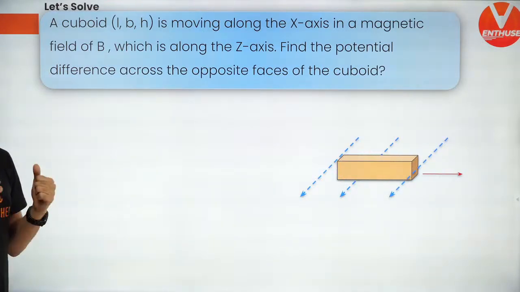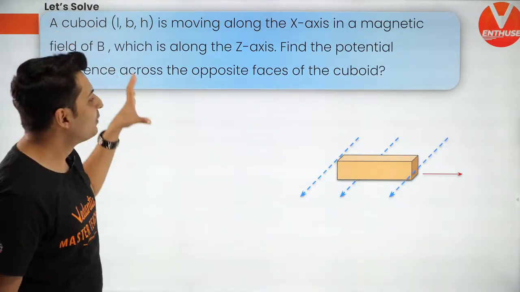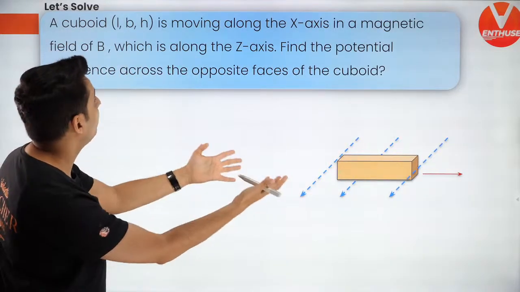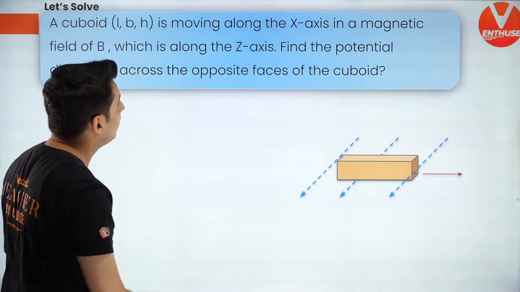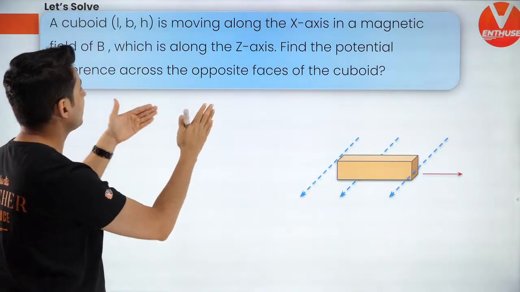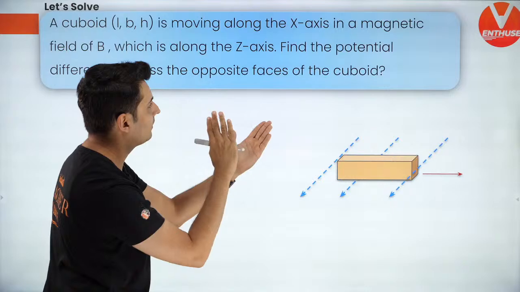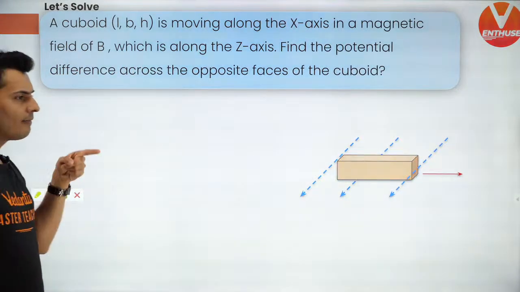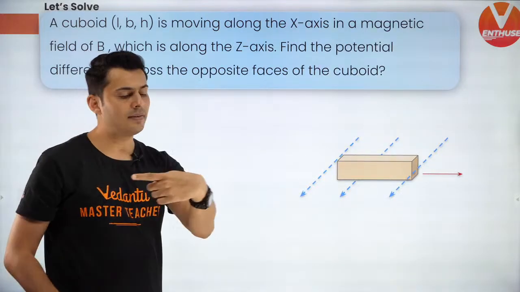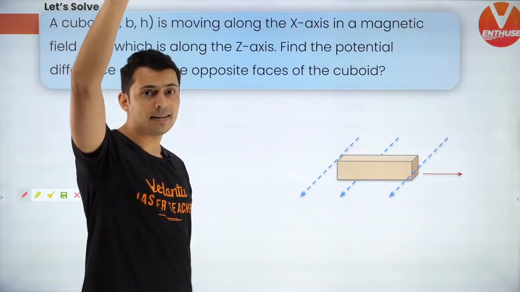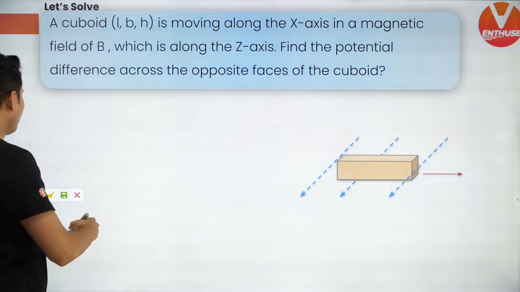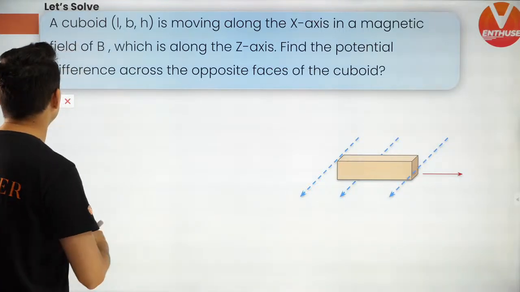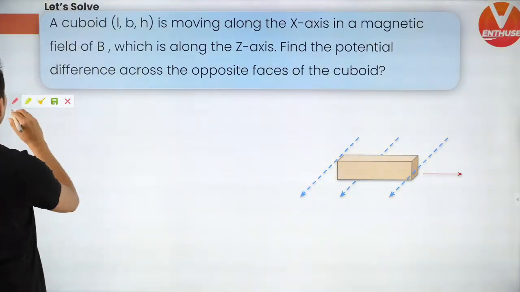Alright. Okay, so it's moving in the x-axis in a magnetic field of B. Where is the field? Here. Find the potential difference across opposite faces of the cuboid. Let's do this. Velocity is there. Magnetic field is here. Use your right hand. Come on, everybody has a right hand. All those people who have the right hand, please put your hands up in the air and dance like this. All right, very good.